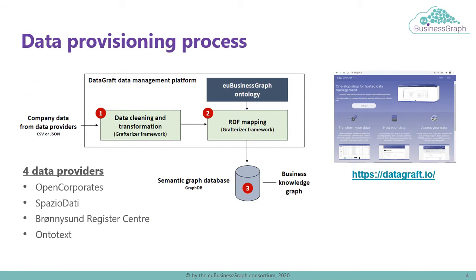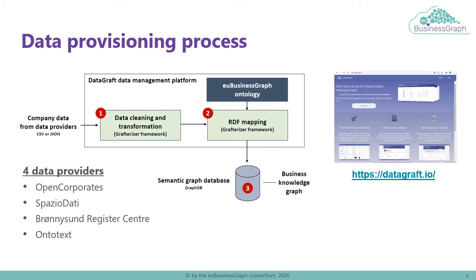In the project, we had 4 different data providers: Open Corporate, Spazio Dati, Brønnøysund Register Center, and Ontotext. In order to capture the data from these 4 different data providers, we developed a data provisioning process. This was developed using an online tool called DataGraph. Using these tools, we were able to define mappings and transformations that took the data in CSV and JSON format from the different providers and transformed it to RDF according to the euBusinessGraph ontology that I presented in the previous slide.